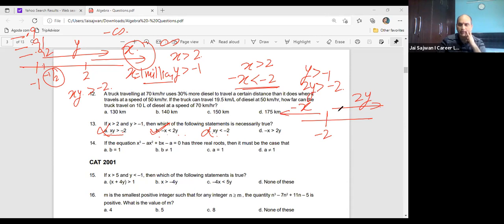One comes out to be less than -2, second, you already know Y is coming out to be greater than -1. I multiply both sides by a positive number, I'll say 2Y is greater than -2. So 2Y is greater than -2, minus X is less than -2. I'll say that B is the correct answer which is going to come. Is it fine everyone now?